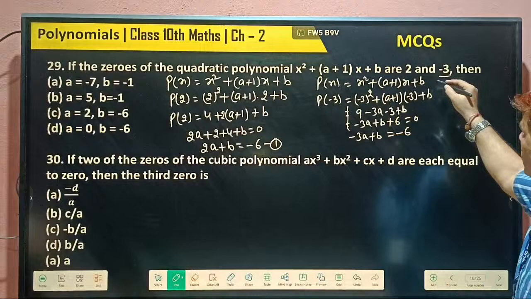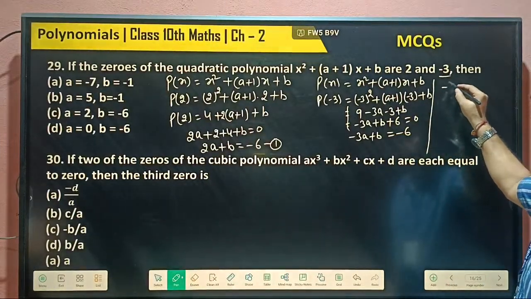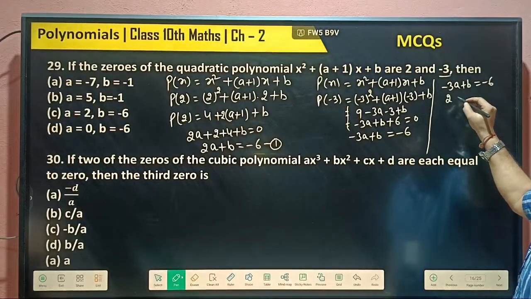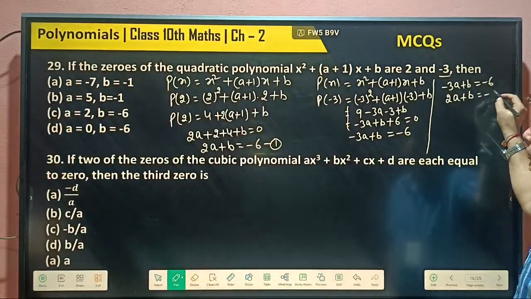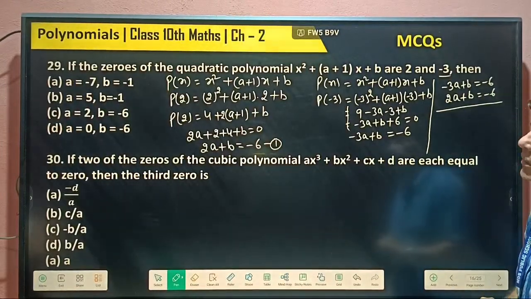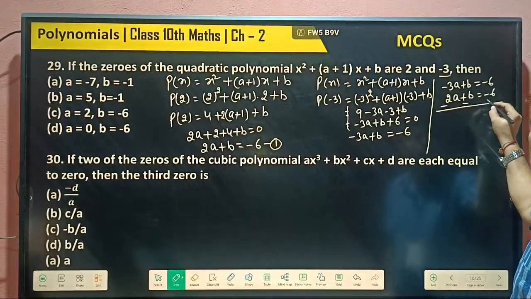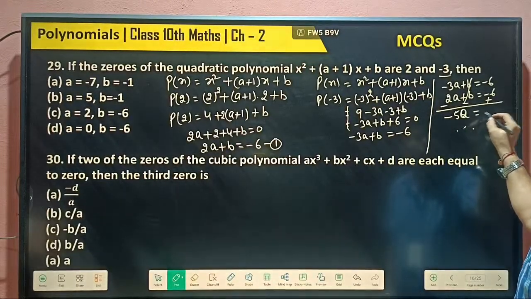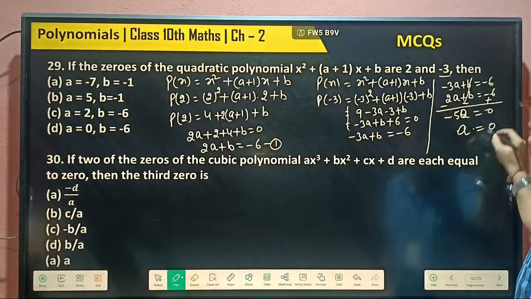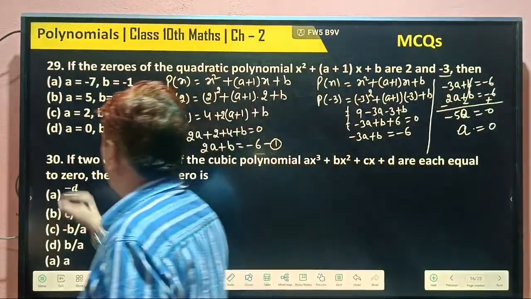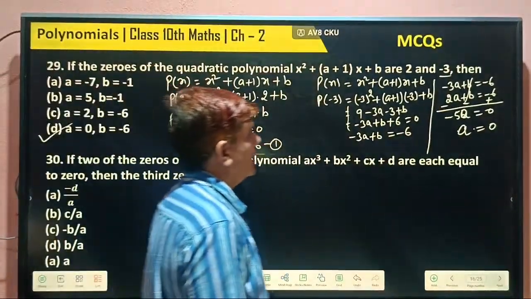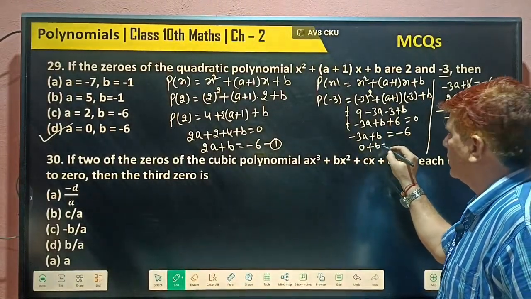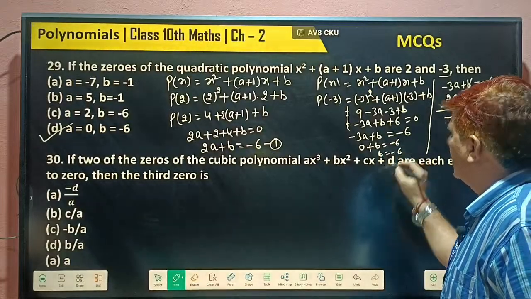How can we find it? Look here. Minus 3a plus b is equal to minus 6 and 2a plus b is equal to minus 6. Subtracting, b cancels out. We get minus 5a equals 0, so a equals 0. Otherwise, putting the value of a in any one of them, 0 plus b is equal to minus 6, so b equals minus 6. That's also okay.